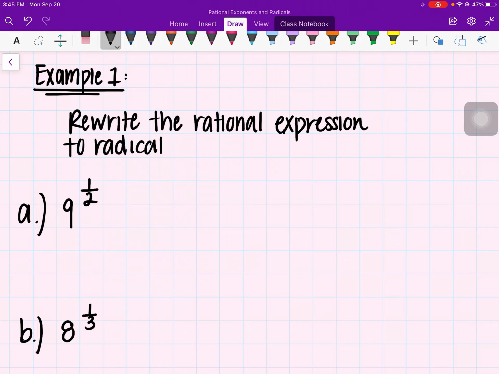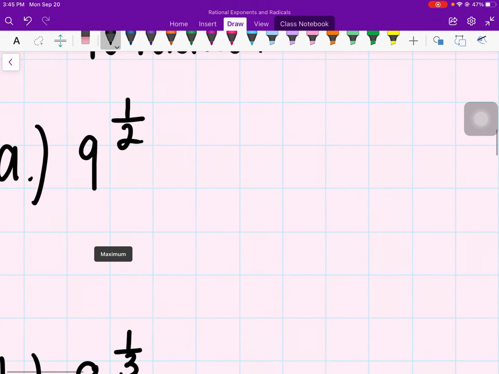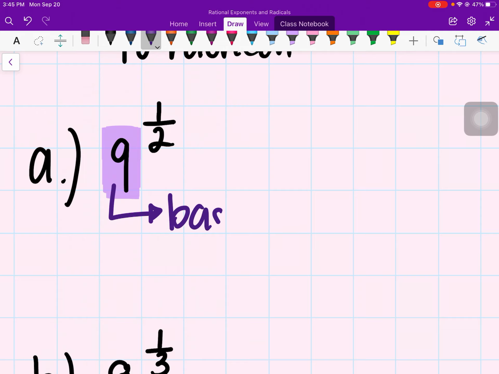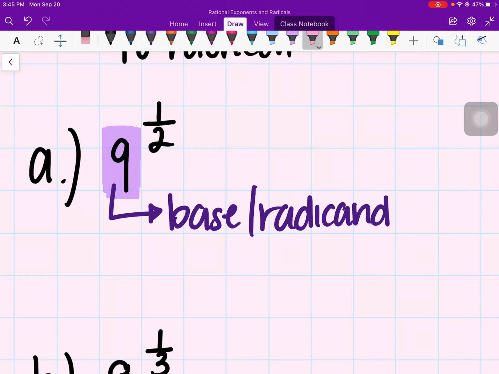So starting off in this case, I want to go ahead and do some labeling here. Starting off with this number here, in this case, we have the 9 is representing the base of the expression. So this is the base, and sometimes it's also referred to as a radicand. Now, in this case, the 1 is known as the power, and the 2 here is known as the index.